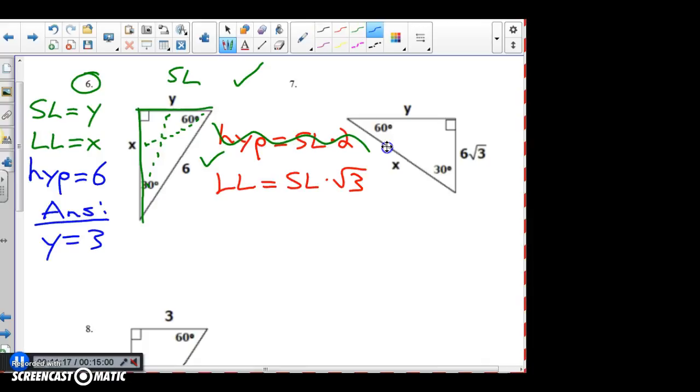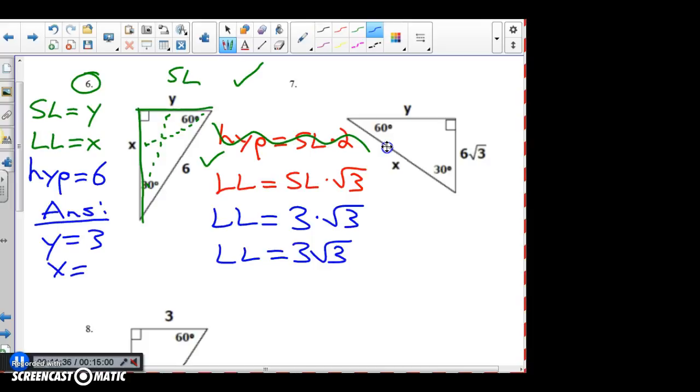Long leg, I don't know. Short leg, I now have an answer for that. It's now 3 times square root 3. Oh, well, I'm good to go. Long leg equals 3 square root 3. Let's see, what was long leg originally? Long leg was originally x. So if this is multiple choice, they probably have x is equal to 3 square root 3.